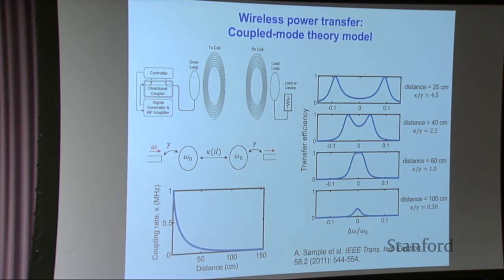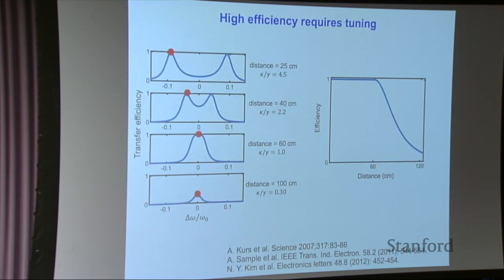So in this case, what you see here is that within a certain distance range, for every distance, there is a frequency where you have high efficiency transfer. For every distance, if you retune your circuit, for example, by readjusting the source frequency, you will have near unity transfer efficiency until you are out of the strong coupling regime. So you basically have the efficiency as a function of distance that looks like this, where you have a flat region, which is very nice. And that's what they have shown experimentally.